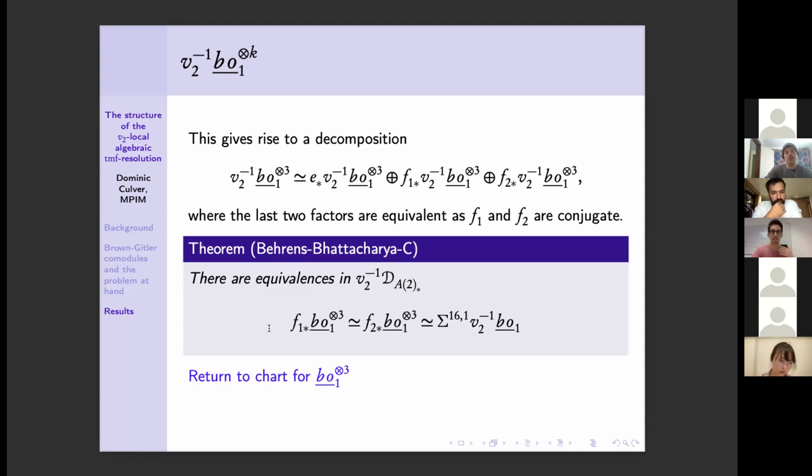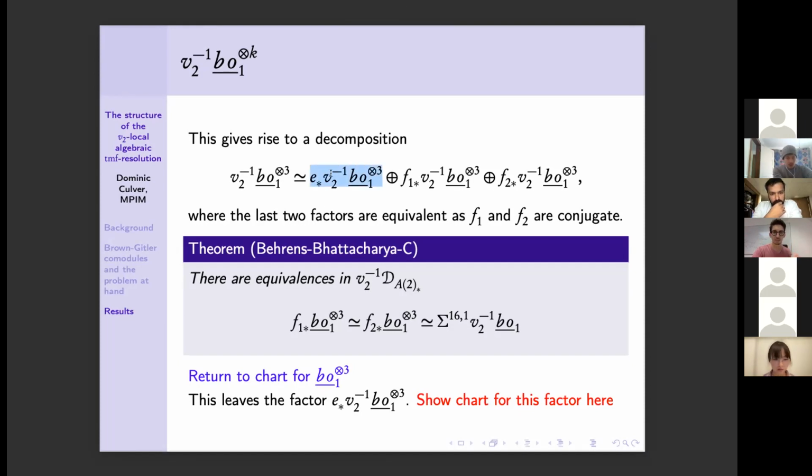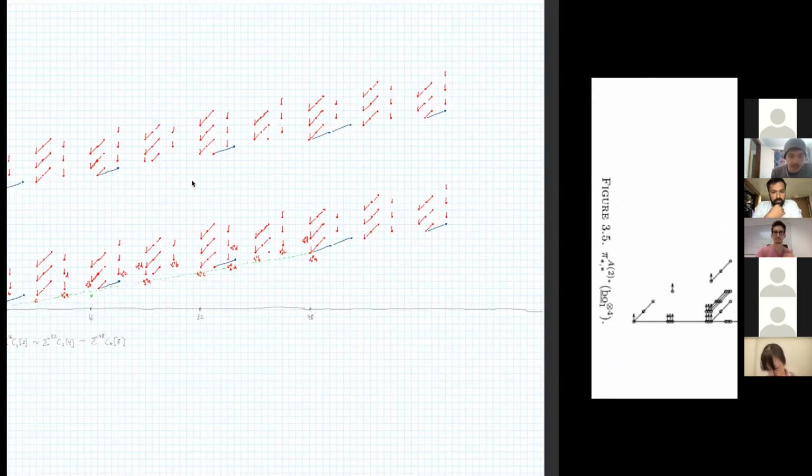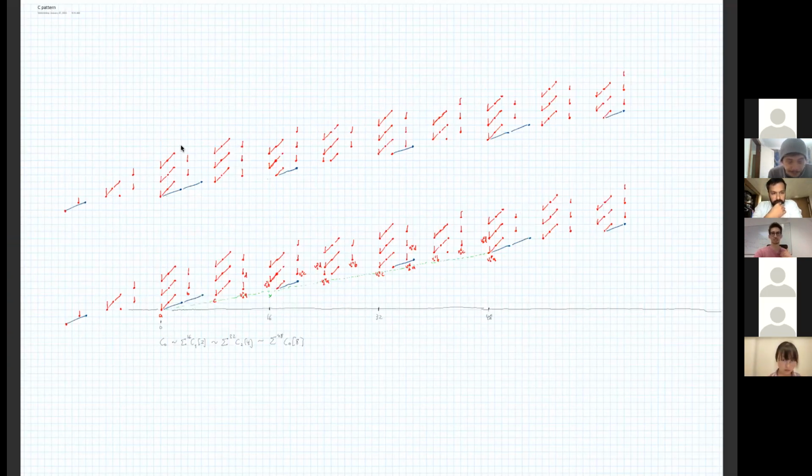Okay, but that sort of leaves this mysterious factor. So then we were really interested in what this thing is. Let me remind you what that thing is. That's this E star BO1 cubed thing. This is the stuff that remains after you get rid of those BO1 patterns.